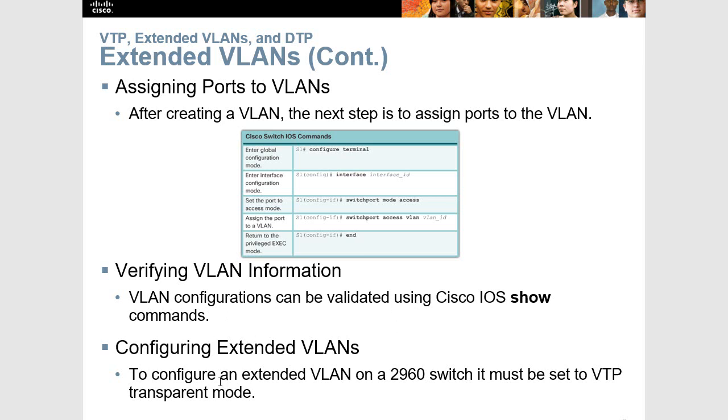To configure extended VLANs on a 2960 switch, you must be in transparent mode. Again, those extended range VLANs are not transmitted by VTP. So if you're in transparent mode, then you're really not sharing any information. That's why extended VLANs can be used.